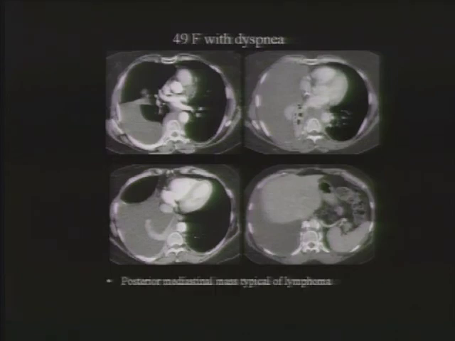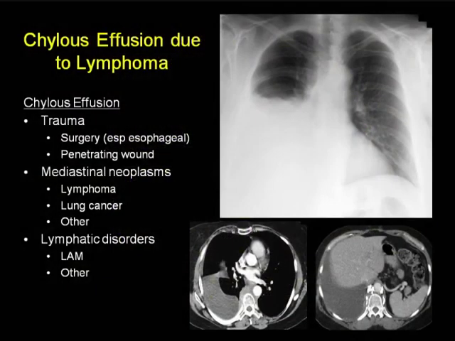So chylous effusions are most often, at least in my practice, due to trauma, primarily esophageal surgery. This is not surprising. The thoracic duct and the esophagus are right next to each other, and so it's not hard for the surgeon to accidentally disrupt the duct. Occasionally, other thoracic surgery or penetrating wounds like bullet injuries will also result in chylous effusions. Masses in the mediastinum are a known cause, but incredibly rare. I've only ever seen a handful of cases in my practice, and then occasionally other disorders of the lymphatic systems like LAM and things.